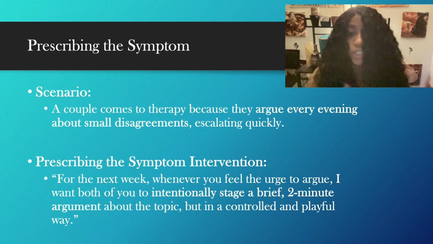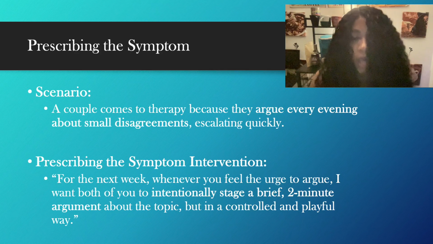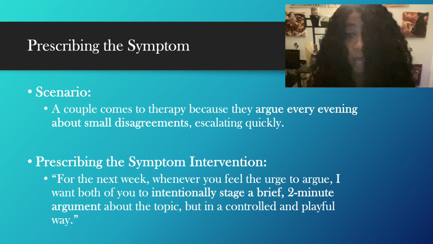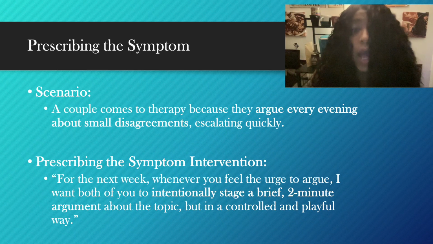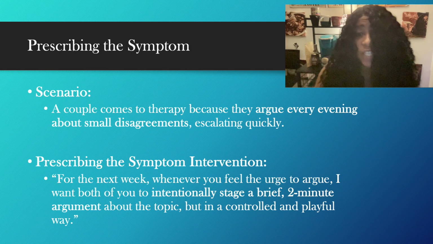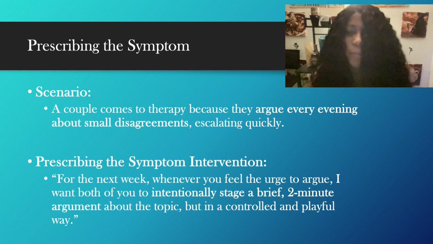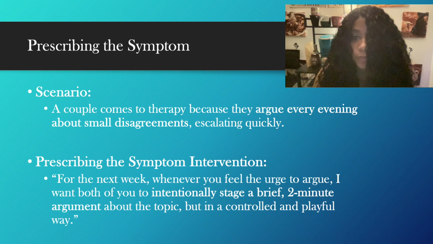Prescribing a symptom. This is your paradoxical intervention. It's one of your classic paradoxical interventions, right? A couple's coming to therapy. They're saying that they're arguing every evening over small disagreements. Now, this couple is probably coming to therapy because they want to stop the arguing. But prescribing a symptom is going to tell you to do it. But this time, we're going to put a time on it.